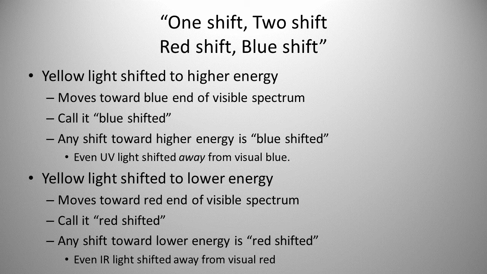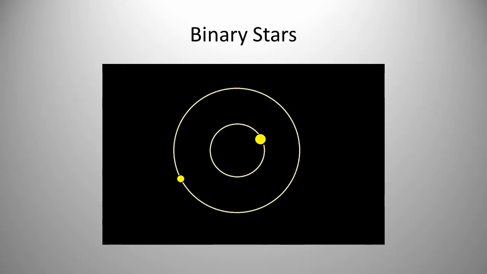Now, one place these energy shifts come into play is when you're observing binary stars. That's when you have two stars orbiting each other. Now, they each actually orbit around the center of mass of the pair. That's located at the center of the two circles.